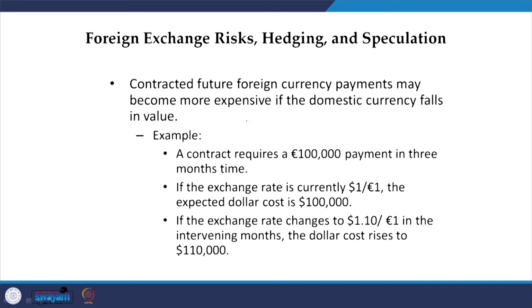For example, a contract requires 1 lakh euro payment in 3 months time. If the exchange rate is currently traded at 1:1, 1 euro trades with $1, the expected dollar cost is 1 lakh dollar as against the euro. If the exchange rate changes, like the exchange rate now becomes 1.1, now the value of the dollar depreciates as against the euro. Now, the 1 lakh no longer remains the same. So, in the intervening months, the dollar cost rises to 1 lakh and 10,000.